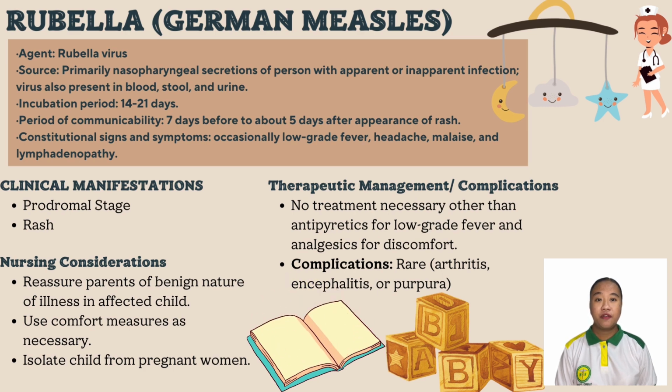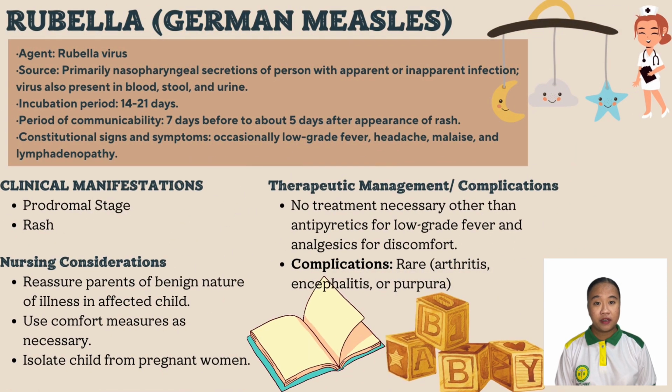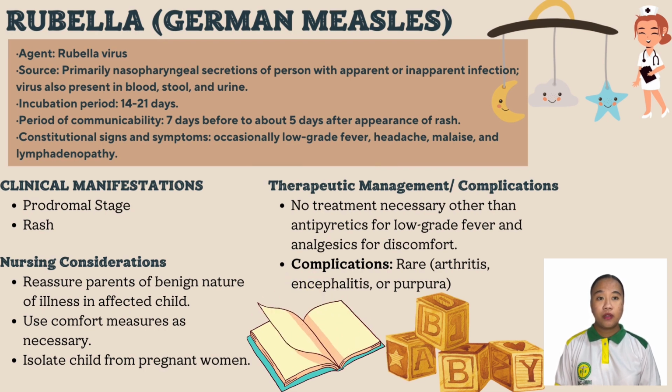Incubation period is 14 to 21 days. Period of communicability is 7 days before to about 5 days after appearance of rash. Constitutional signs and symptoms, occasionally low-grade fever, headache, malaise, and lymphadenopathy. Rubella is a contagious viral infection best known by its distinctive red rash. It's also called German measles or 3-day measles.